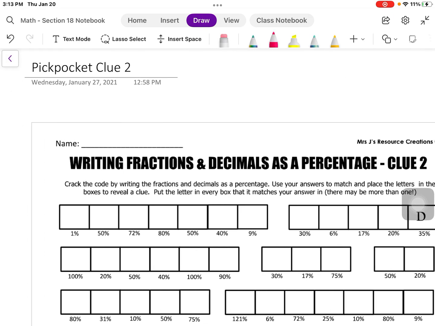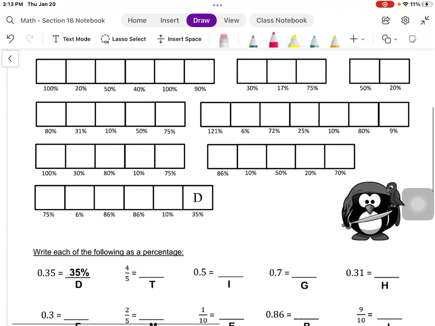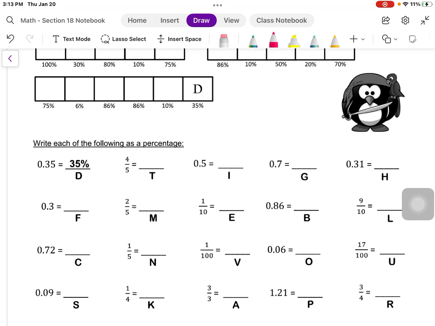All right, clue 2, writing fractions and decimals as a percentage. This one should be pretty familiar to you. We've been practicing this quite a bit. It says write each of the following as a percentage. Well, we remember when it's a decimal form, we have to move our decimal 2 places to the right to get a percentage. So I could go through and do all of my decimal ones by moving them all 2 places to the right to come up with the percent. That should be easy enough.